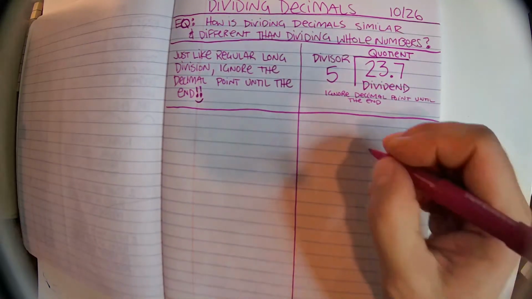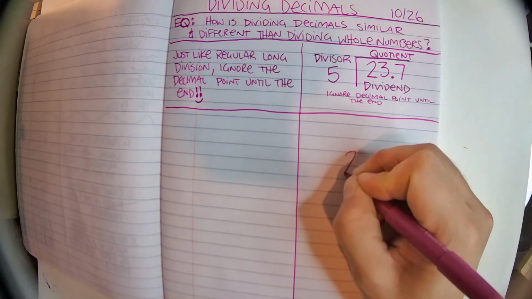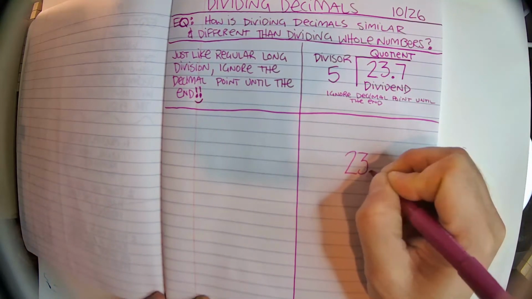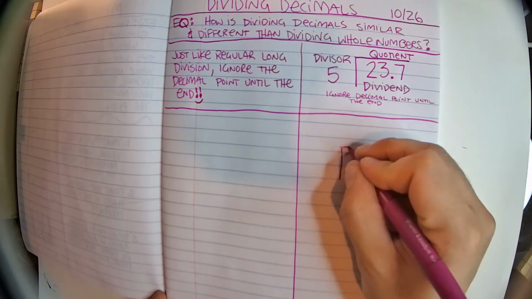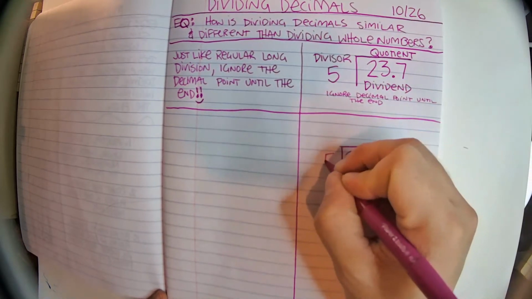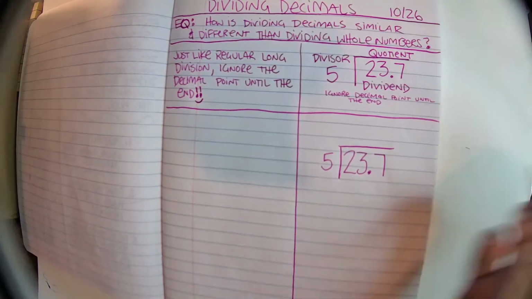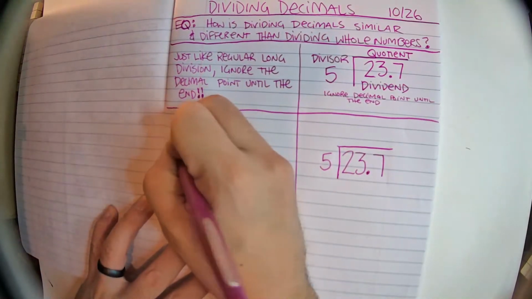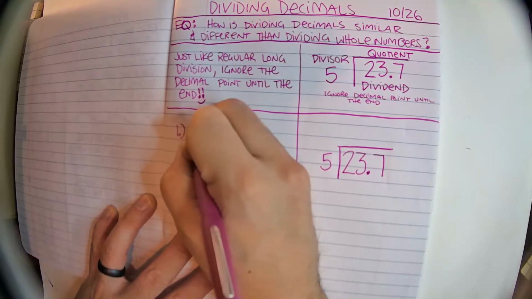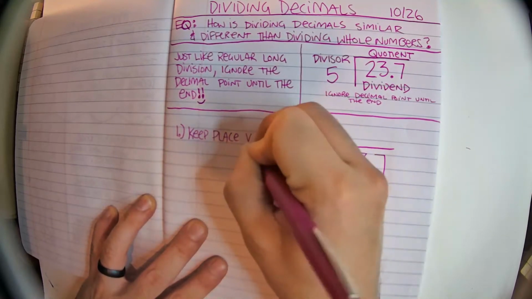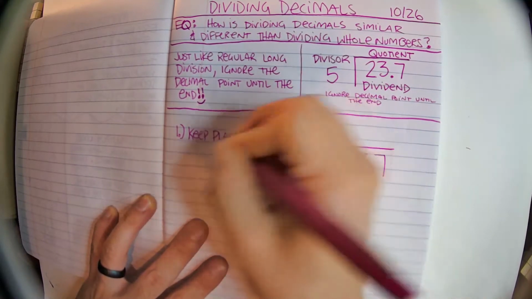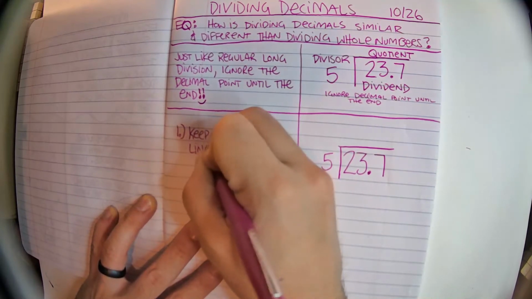So let's go ahead and set up this problem once again without all the words stuck in the middle of it. 23 and 7/10 divided into 5 groups. All right, so the first thing to remember, keep place value lined up.